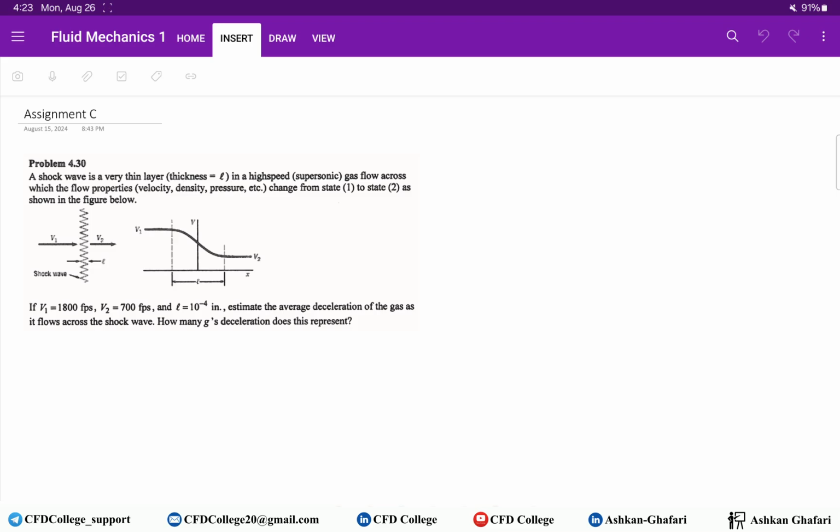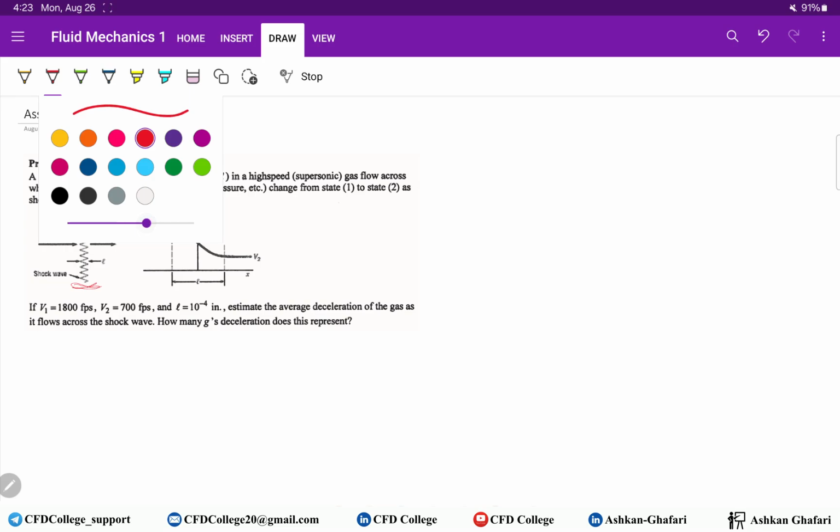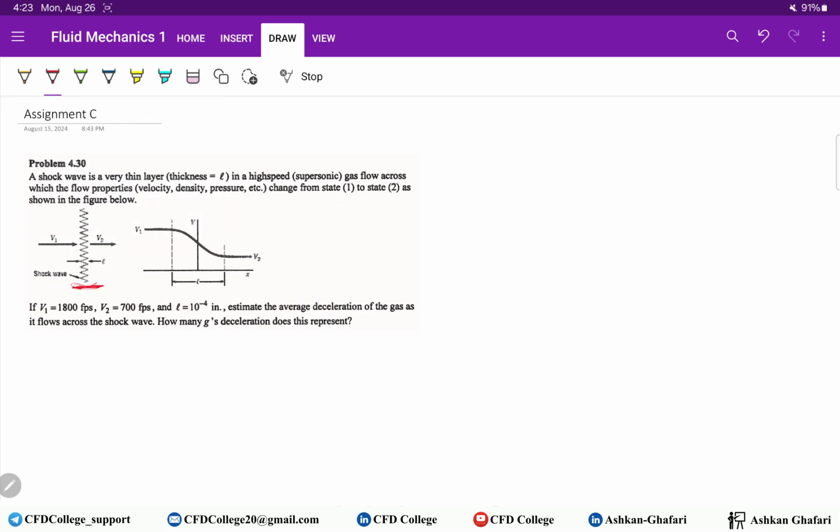Here we have a shock wave. Let me increase the thickness. So this is the shock wave. A shock wave is a very thin layer in a high speed gas flow across which the flow properties such as velocity, density, pressure, temperature, Mach number change from state 1 to state 2. So here V1, V2, P1, P2, T1, T2. And most of the time the velocity decreases. So basically when we have a shock wave, before the shock wave we have Mach number more than 1, and after that we have Mach number smaller than 1.